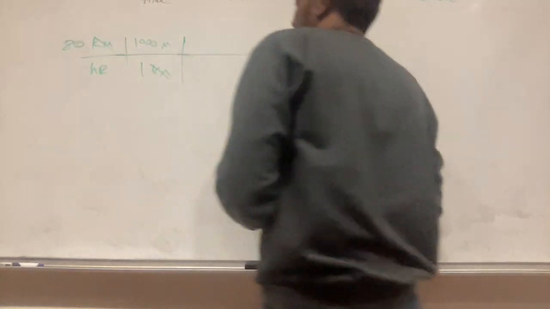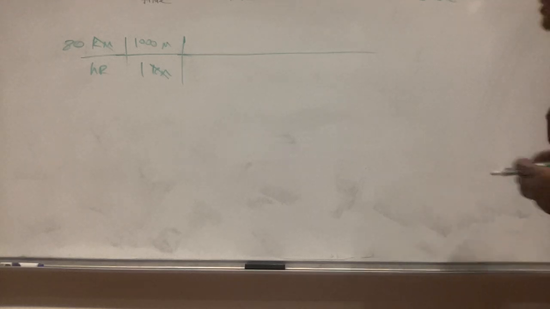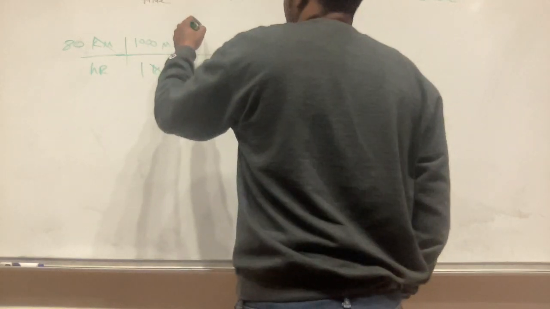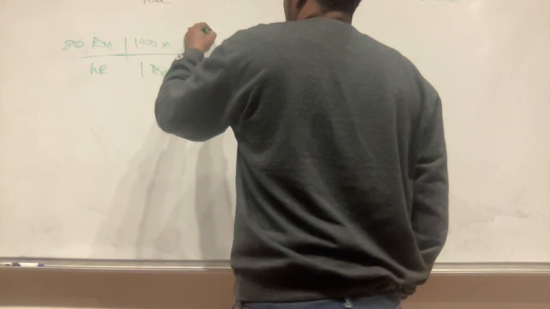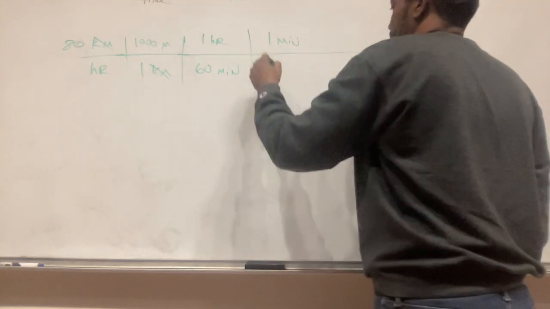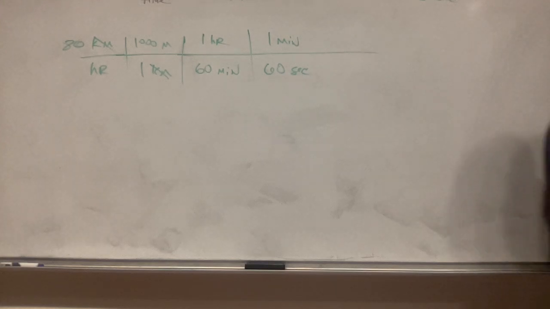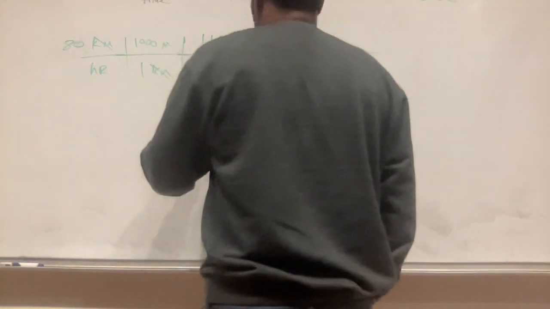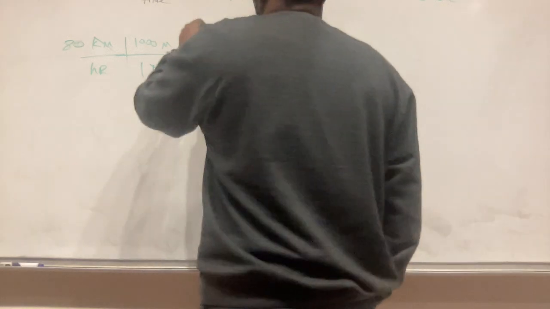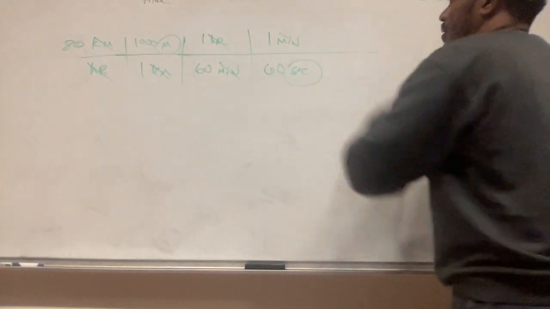Kilometers cancel, right? Now what? We need hours to what? Minutes? What are we going to write on top? 1 hour, 60 minutes, 1 minute, 60 seconds. So when we make sure everything's canceling out, hours cancel, right? We're left with what? Meters per second.